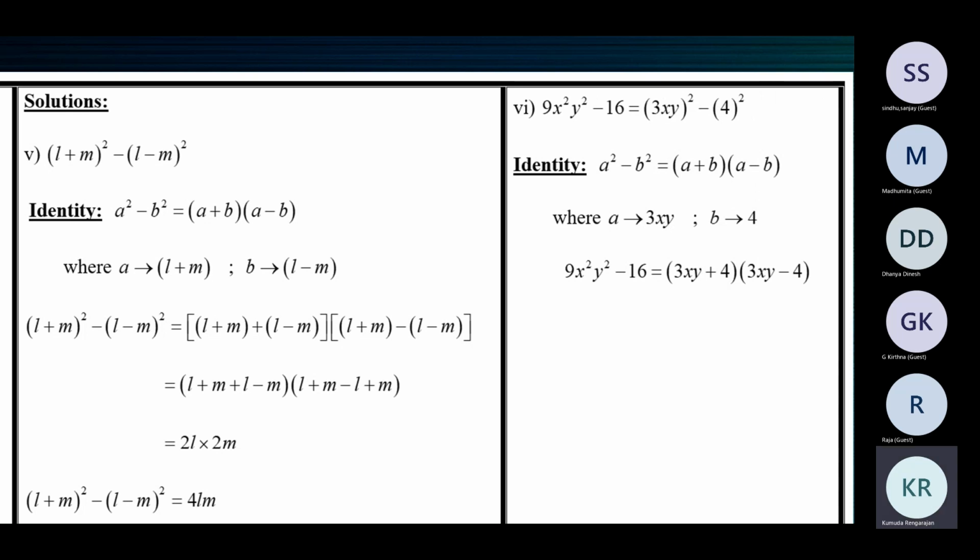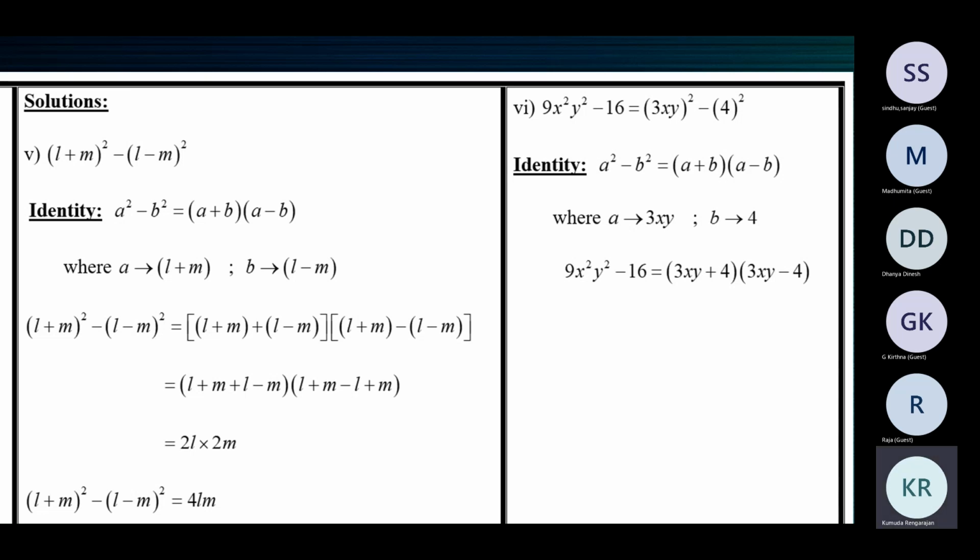So the first thing in the sixth one is 9x square y square and 16 have nothing other than 1 in common. The HCF is 1. So you don't have to take out anything common because the HCF is 1. There are only 2 terms. You should always analyze how many terms are there in the expression to be factorized.